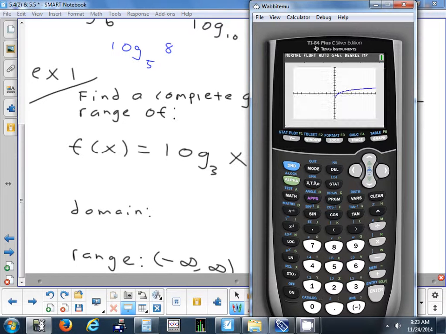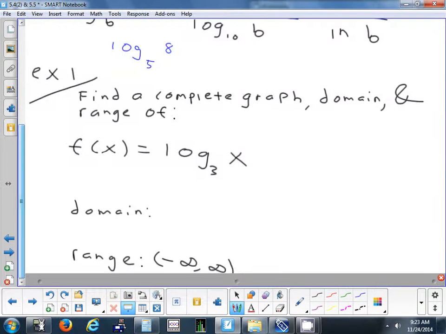So what's my domain here? 0 to infinity. Yep, 0 to infinity. What kind of symbol on 0? Parentheses. On infinity? Yep, parentheses. Good. That's it. That's the domain and range. Questions on that?